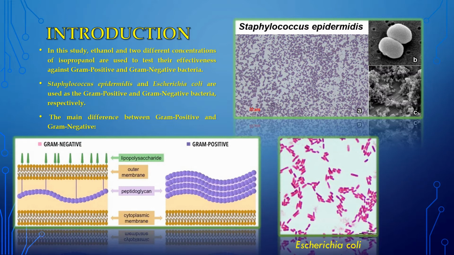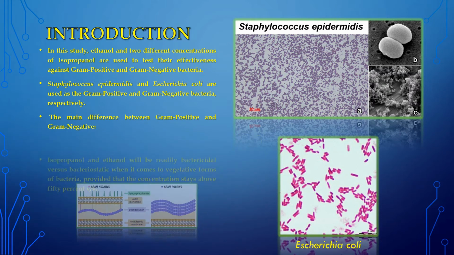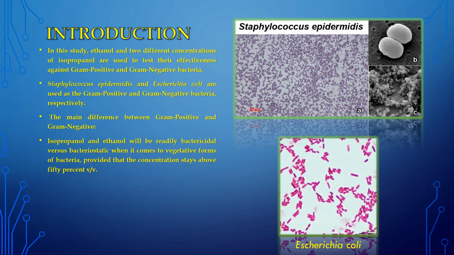Previous studies had also shown that E. coli had a higher reduction factor relative to S. epidermidis. Other studies show that gram-positive bacteria have more resistance. It had also been deduced that either alcohol-based solution will be readily bactericidal versus bacteriostatic when it comes to vegetative forms of bacteria, among other antimicrobial effects, provided that the concentration stays above 50% by volume.